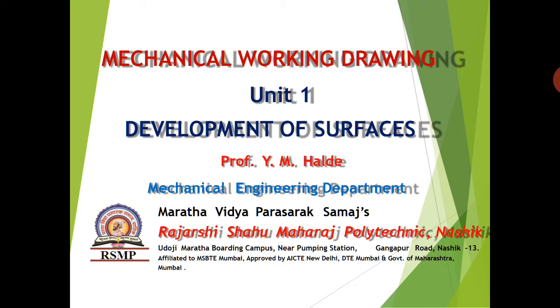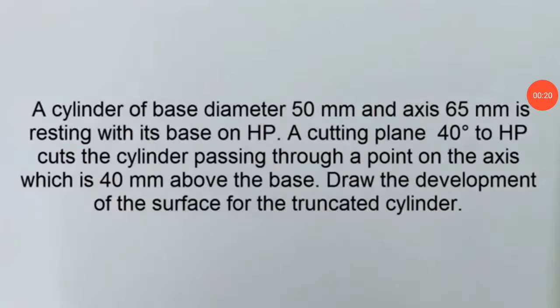Today we will discuss the development of a cylinder in the development of surfaces chapter. A cylinder of base diameter 50 mm and axis 65 mm is resting on its base on HP. A cutting plane at 40° to HP cuts the cylinder, passing through a point on the axis 40 mm above the base. Draw the projection of the solid.